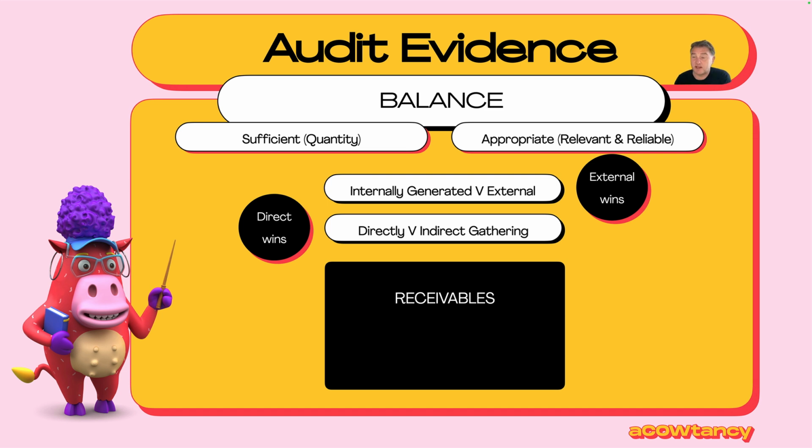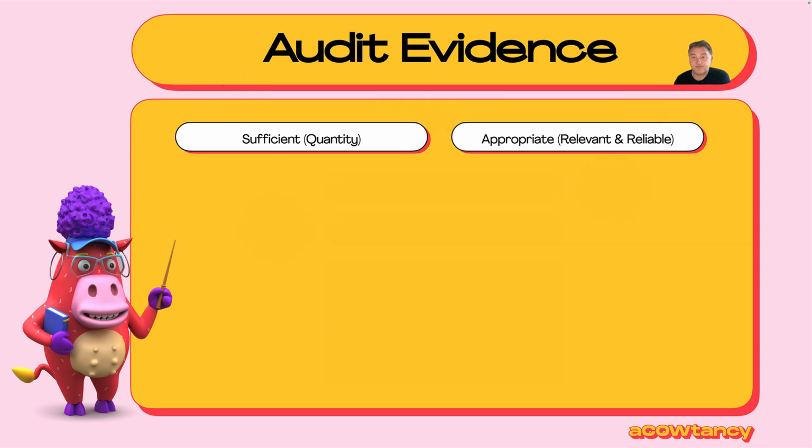So when you've got receivables, the first thing you do, you say, well, external wins and direct wins. So we'll directly ask the customer, who's an external party, so that wins, that's ideal. But what if they don't reply? Well, then we go and check post-year-end cash. So now we're no longer looking at external, we're now going internal, checking the post-year-end cash to see if that's arrived. Okay, moving on then.